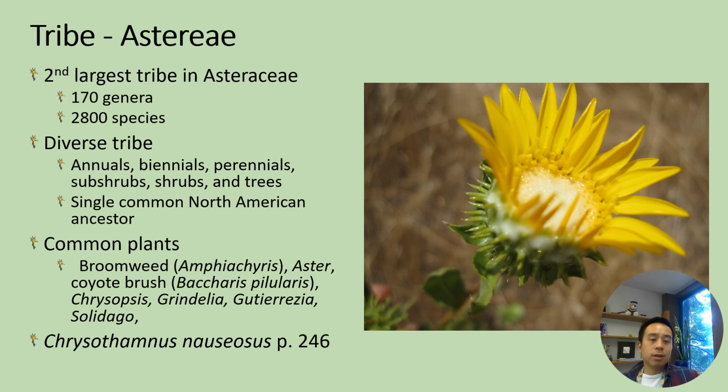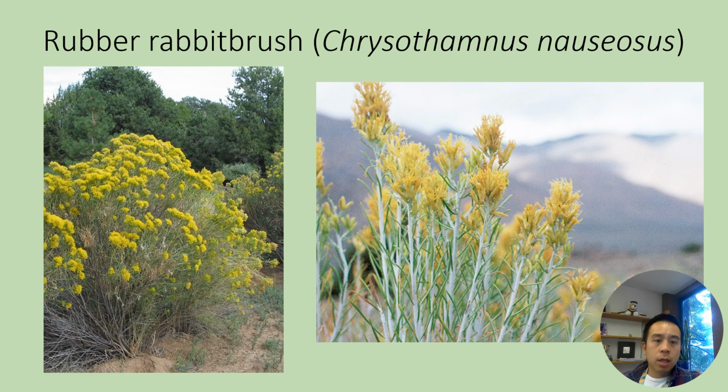And sunflowers are really well known for this. There's also daisies, which are also well known Astereae tribe plants. So from this tribe, you're going to need to know rubber rabbitbrush or Chrysothamnus nauseosus.